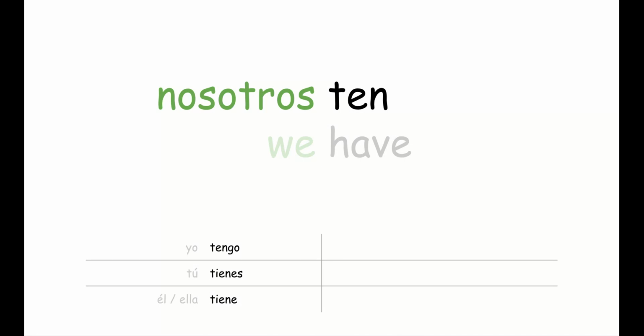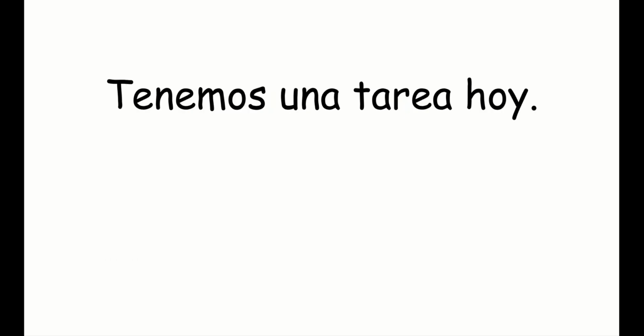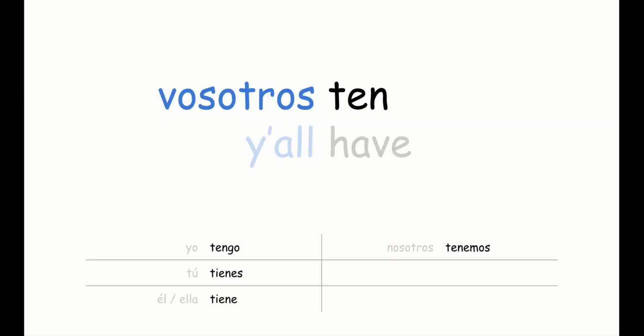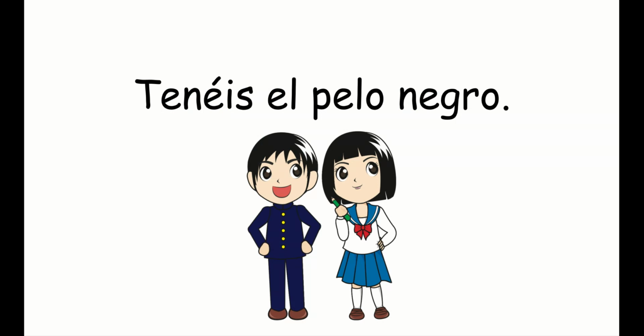Now, the nosotros form is pretty easy because nosotros, you're going to just add the normal hemos ending. So nosotros tenemos means we have. For example, tenemos una tarea hoy. We have homework today. Vosotros is the same. You are going to be able to use the normal ending. So vosotros tenéis. You all have, or you guys have. For example, tenéis el pelo negro. You guys have black hair.